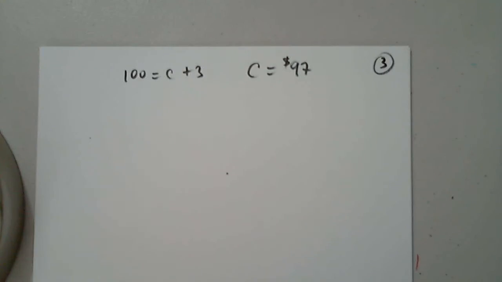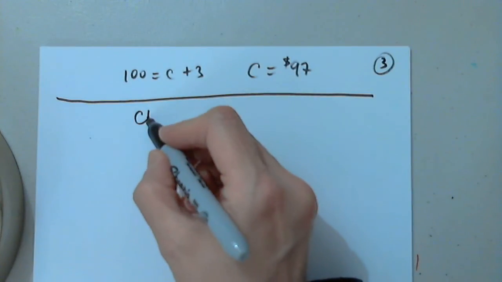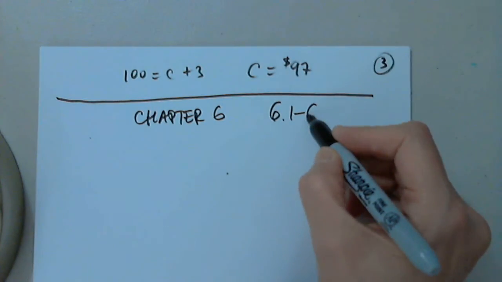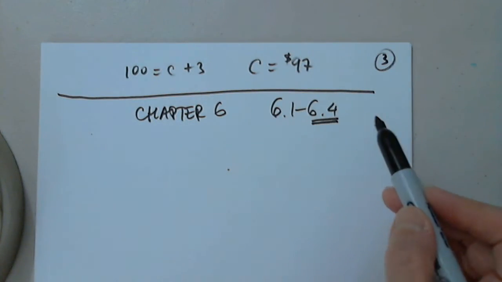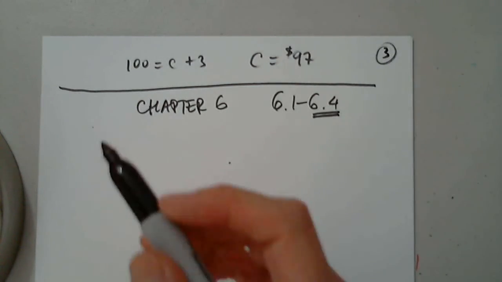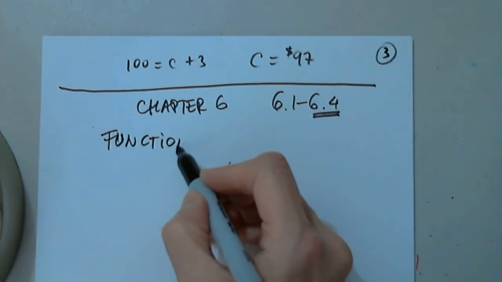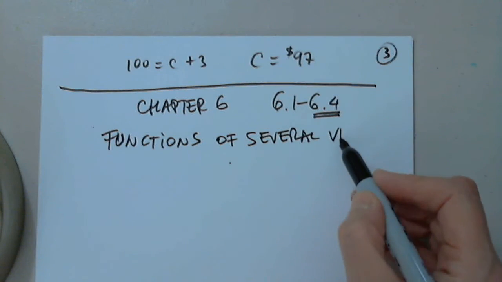Okay, then the last chapter for us is chapter 6. It has 6.1 through 6.4. I would like to start with 6.4 because it will take us 5 minutes or less. But what is the title of the chapter? Functions of several variables.